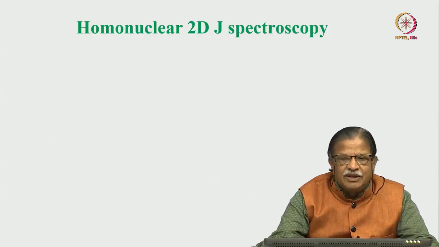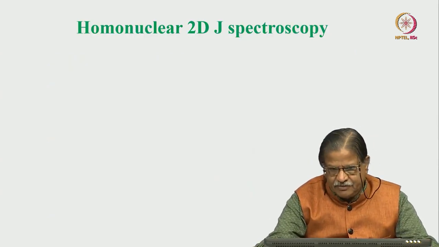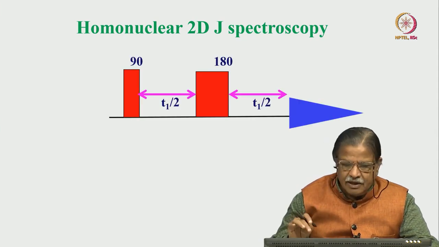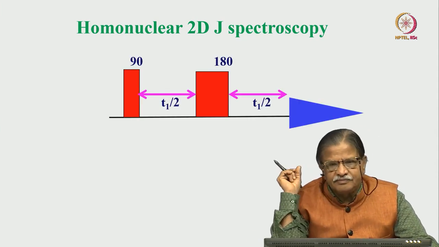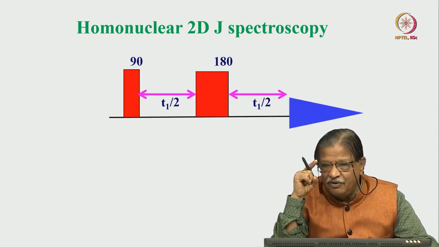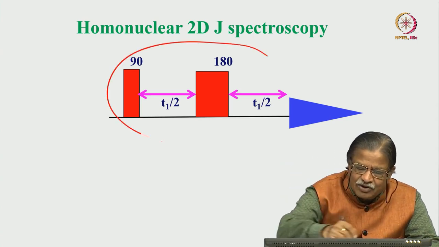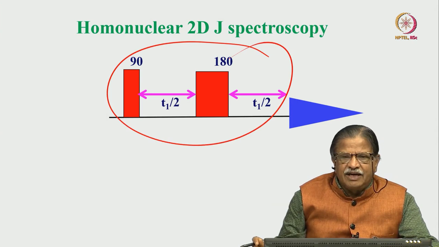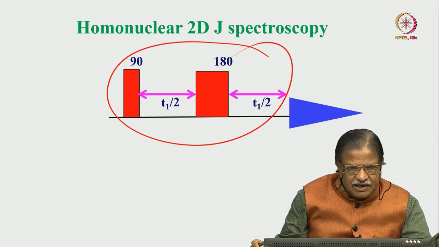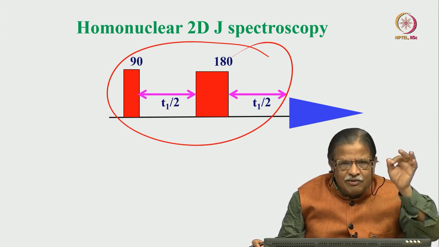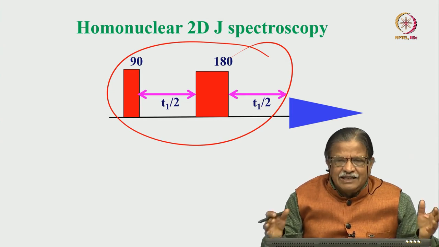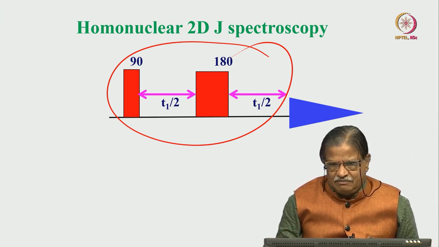What is a homonuclear 2D J resolved experiment? How does it work? What is the pulse sequence for that? This is the pulse sequence. If you look at it, you will know immediately. We discussed this; it is analogous to a spin echo sequence, 90, tau, 180, tau. So homonuclear 2D J resolved is nothing but a spin echo sequence.